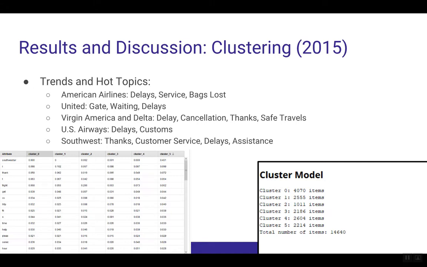So when you look at delays, service, lost bags, customs, and things like that, those were pretty prevalent in those airlines. Whereas some of our others, including Virgin America, Delta, and Southwest, had much more of a mix of some positive sentiments with thanks and assistance and shout outs, in addition to some of those issues with cancellation and lost bags and things of that nature. So apparently back in 2015, there was already some differentiation between some of our airlines in the industry in terms of some of the issues they were facing on the social media platform.